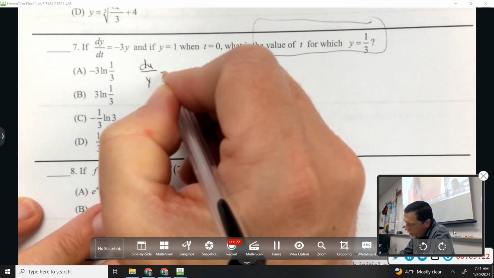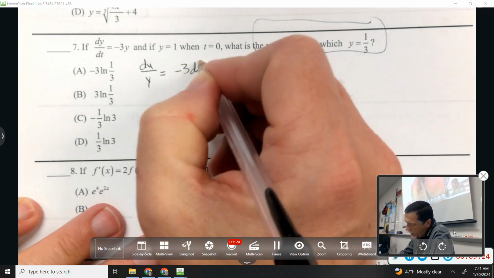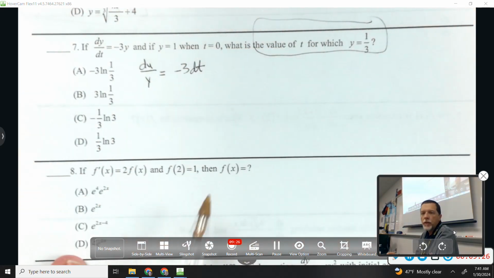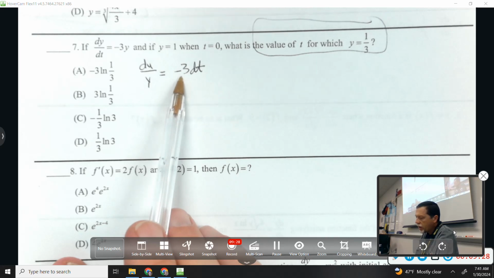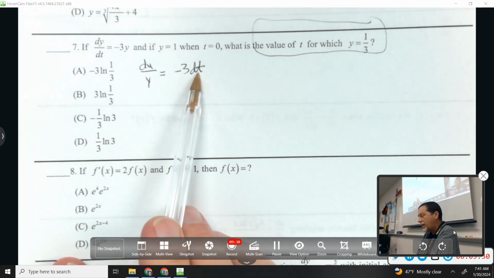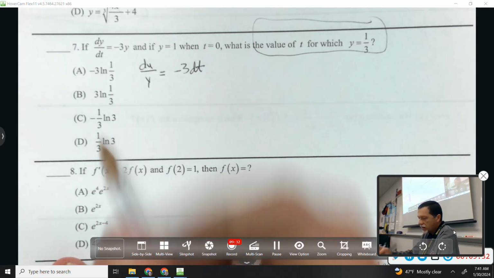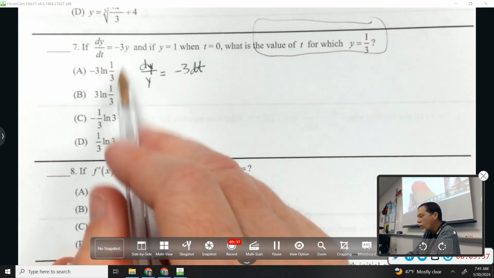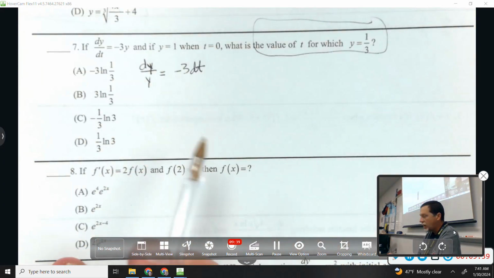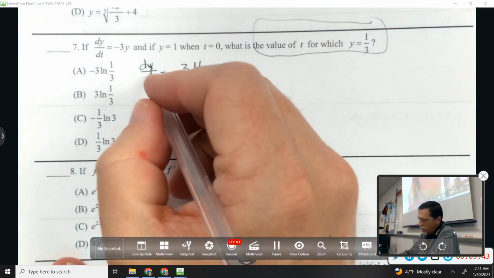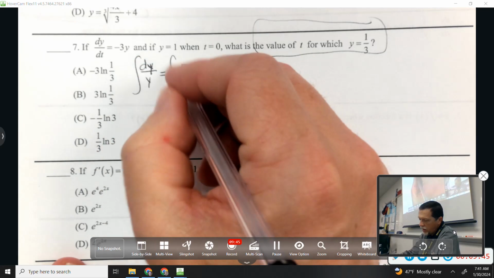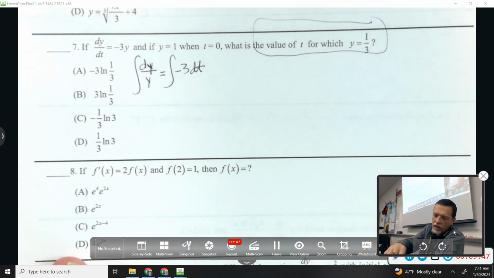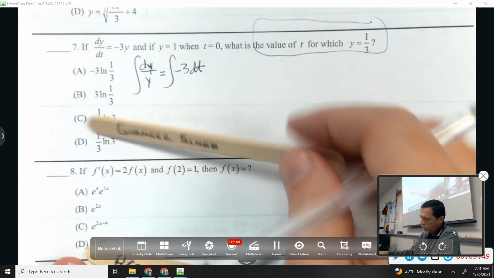So dy over y equals negative 3 dt. I think I said this yesterday, but that negative 3 can go on either side. You could put it in that denominator, or you can put it in the numerator on this side. But usually we want the y stuff to be as clean as possible, since eventually we have to solve for y. Okay, now we can integrate. So this is our calculus step.